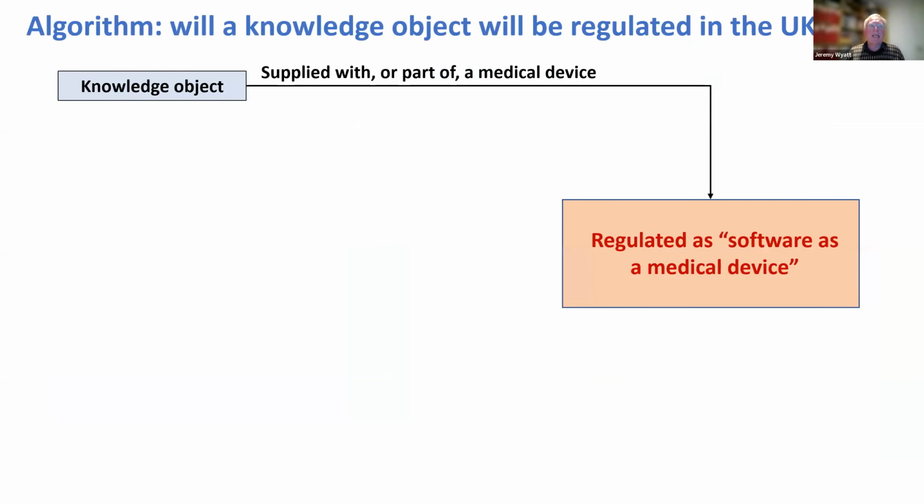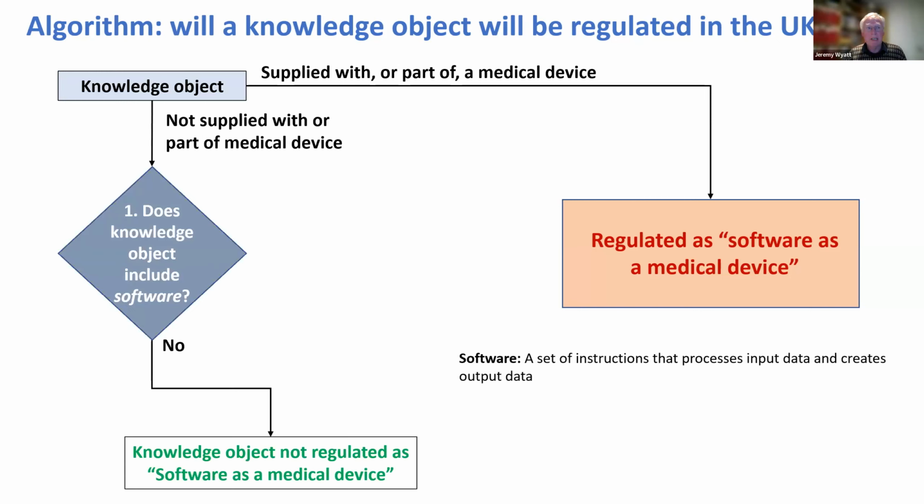Cutting to the chase now, here is a simple algorithm that really summarizes the argument that we put forward in our article. If you've got a knowledge object that's already supplied with or part of a medical device, well, that, yes, that will be regulated because it's been supplied with a medical device. Whatever that knowledge object is, even if it's just a fact, because it's been supplied, that kind of overrules everything else.